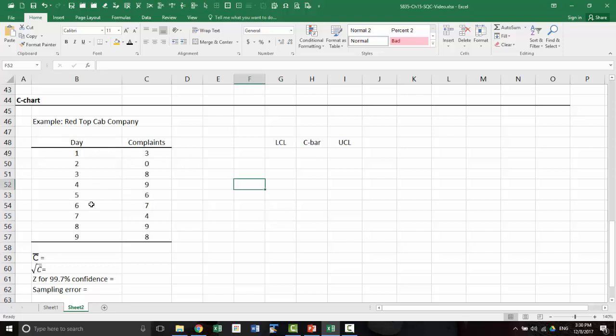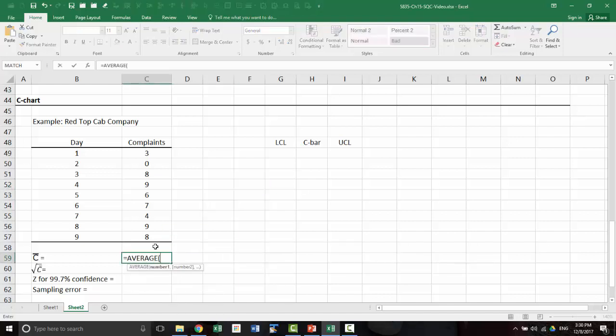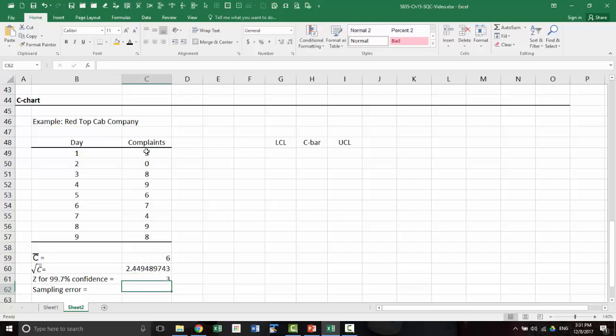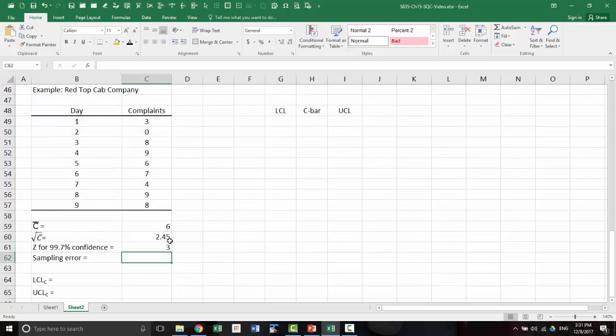Okay, so let's look at the example in Excel. So here are the 9 days and here are the complaints. So you do an average of the complaints. Okay, and then square root of that. All right, so for 99.7%, Z is 3. If it is 95.5%, then you will use Z of 2. Now, Z times square root of C bar.